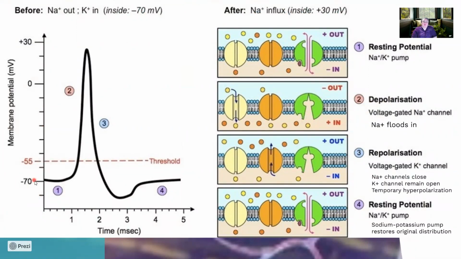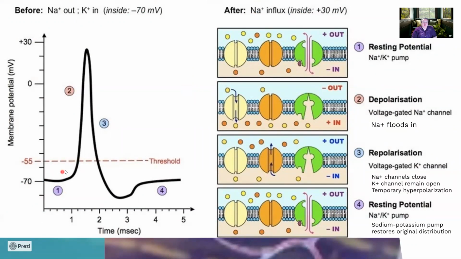So if we look at it from the point of view of a graph, where this is millivolts and this is time, this is basically what we would be seeing. Resting potential here, which is number one. And we've got that sodium potassium pump monitoring what's going on and making sure our concentration levels are where they're supposed to be.